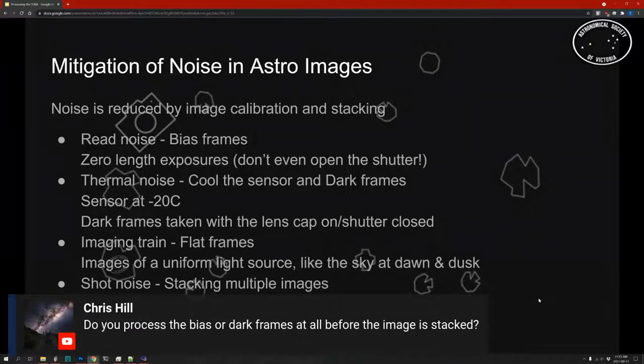There's another one for you, and I'm not sure you might actually be coming up to this, but we'll ask it anyway. Chris wants to know, do you process the bias or dark frames at all before the image is stacked? Now, I'm not sure if you're going to get to this further down, but I'll throw it at you now.